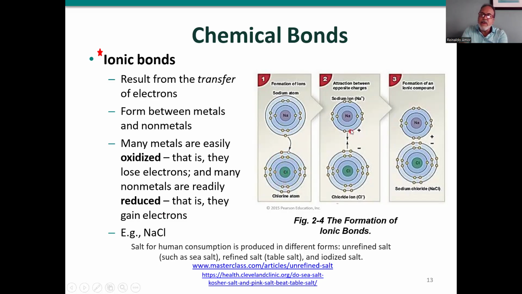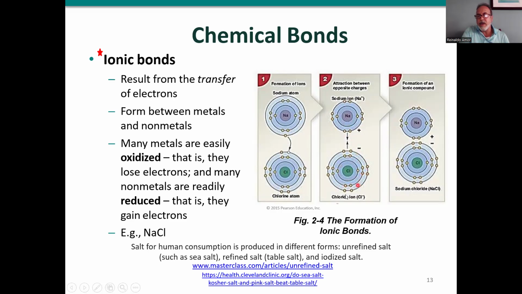Now, notice that when an electron is passed to this other atom, sodium loses negative charge, so it becomes positive. It's more positive. So now this is a cation: a positively charged ion, or a positively charged atom, is a cation, and a negatively charged ion is known as an anion.